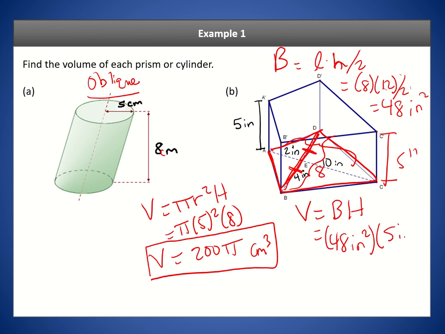So we got 5 inches. We got 48 times 5 is 240 inches cubed. And that's how you find the volume of this kite prism.